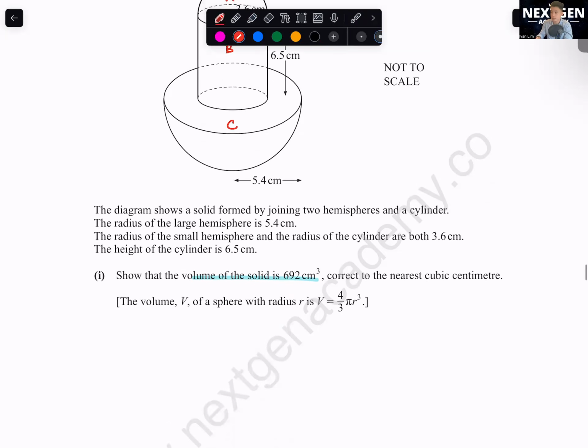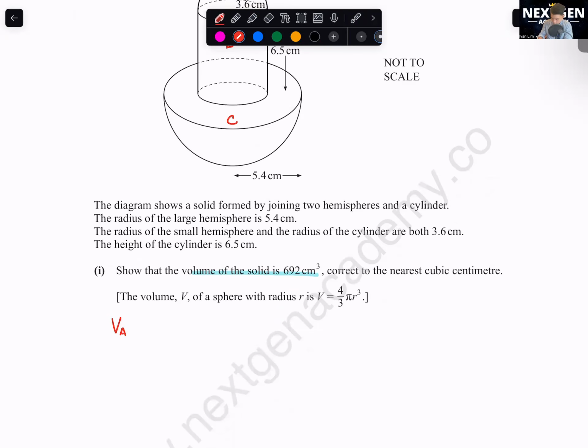So A is a hemisphere. What is the formula of a hemisphere? Sphere is 4 over 3 pi r cubed. So hemisphere is you multiply this by half, so it will be 2 over 3 pi r cubed. This will be the formula. 2 over 3 pi, your r is 3.6 cubed. Here is 97.7.